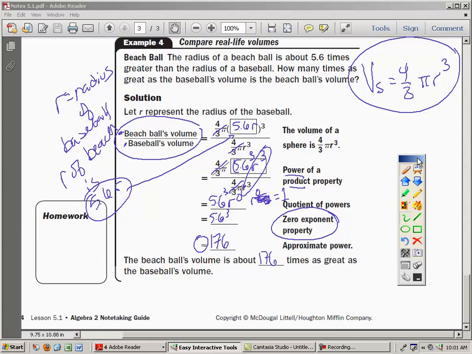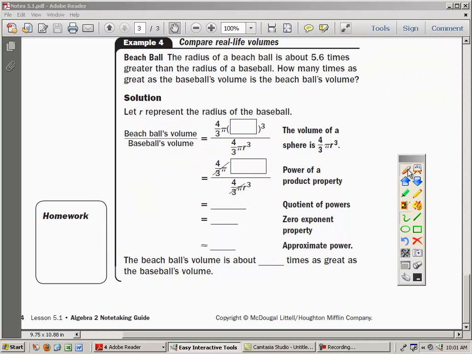That concludes our lesson for 5.1. Again, these are all properties that we've done in the past in previous algebra classes, and so really now it's just a matter of reviewing them and using them for solving these particular, or simplifying rather, these problems.